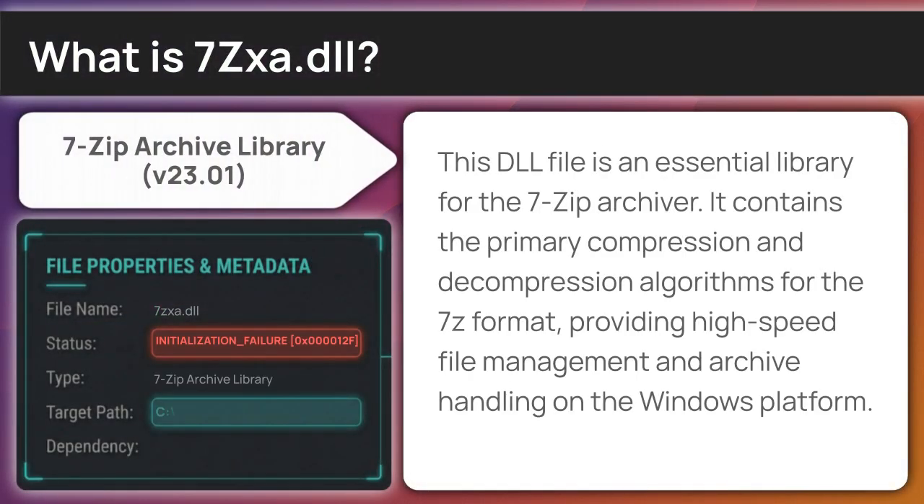This DLL file is an essential library for the 7-zip archiver. It contains the primary compression and decompression algorithms for the 7z format, providing high-speed file management and archive handling on the Windows platform. Now let's dive into the solution, starting with a standard reinstallation.